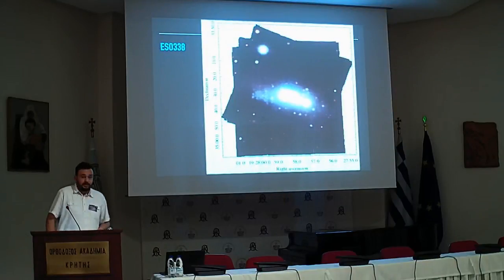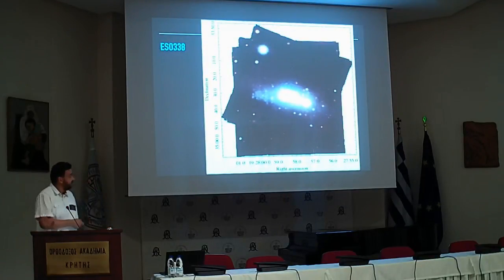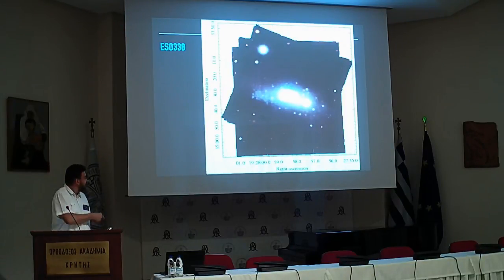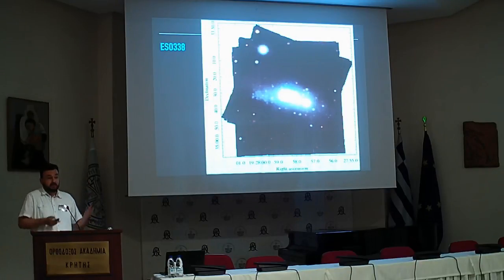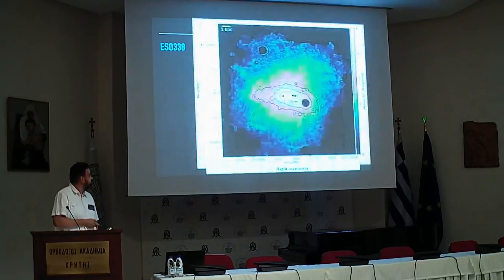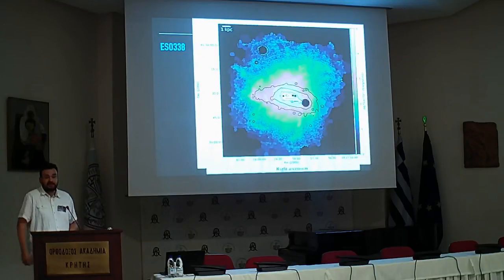So now I'm going to show you the MUSE data. This is a three-color image taken from the MUSE cube. We have a spectrum of each of those pixels, so we can now make an image in an emission line. I'm now going to show you the image in H-alpha. And as you see, it looks dramatically different. The contours here are, again, that continuum image.